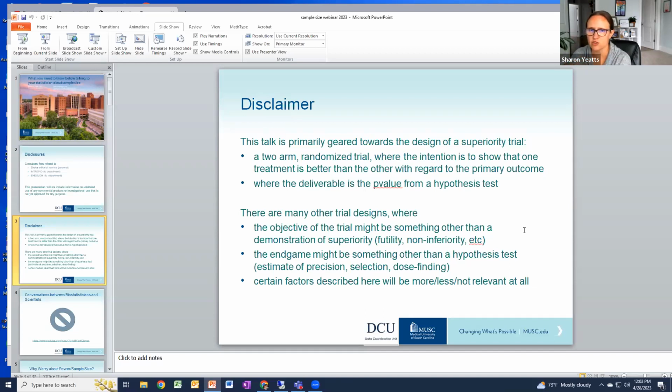There are lots of other trial designs, some of which are very relevant to the early phase research space in which you all are working, where this may not be the scenario you're in. You may be thinking about a trial where the objective is not superiority. It might be futility, it might be non-inferiority. You could be looking at a deliverable that is not a p-value from a hypothesis test. Could be the selection of an agent from among a group of agents. It could be some evaluation of dose finding. It could be some estimate of precision.